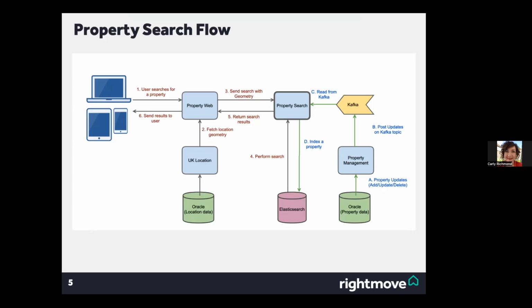It gets all the data. This is the service which knows how to talk to Elastic. So it converts that into the query that Elastic understands and then sends the query to Elastic. Elastic does its magic. It finds the properties and then the results go all the way back to the user on the app or on the website.